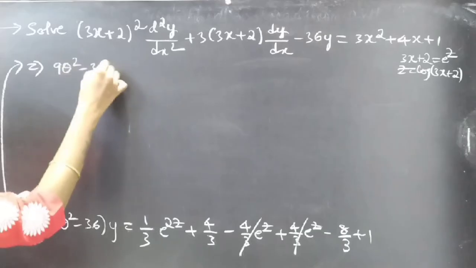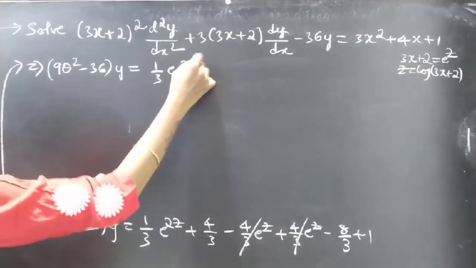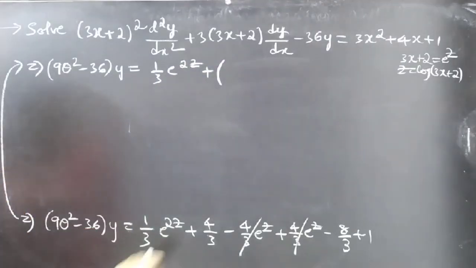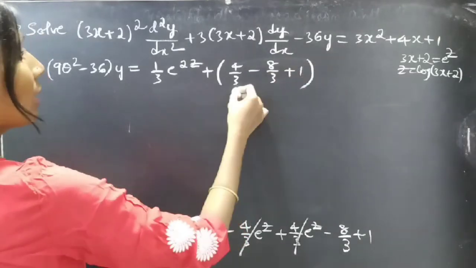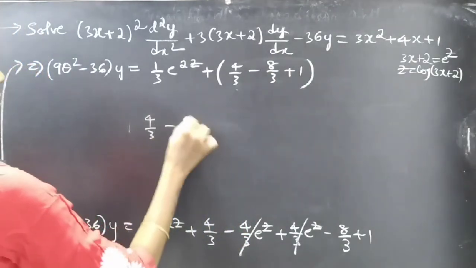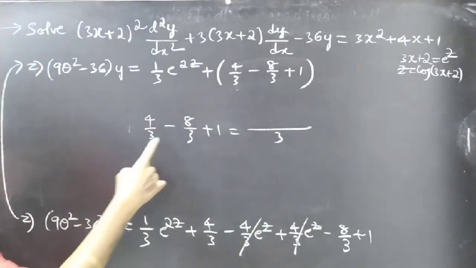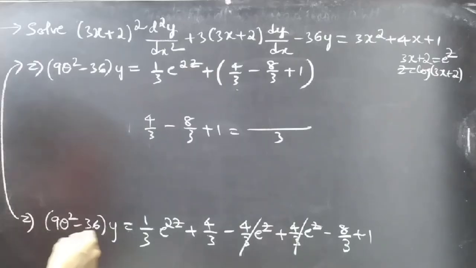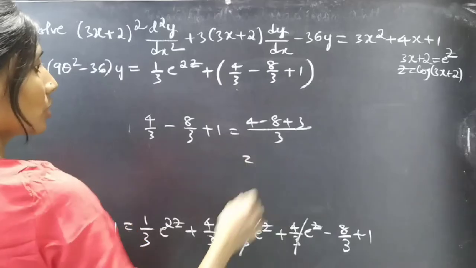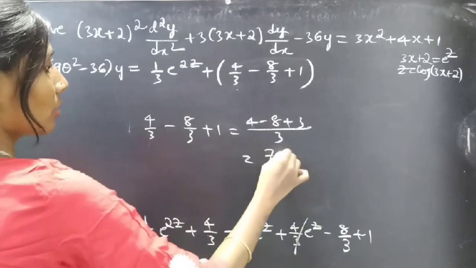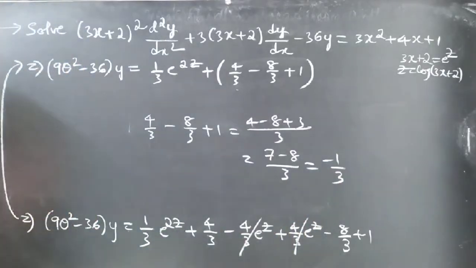This becomes (9 theta square minus 36) into y equal to 1 by 3 e power 2z plus 4 by 3 minus 8 by 3 plus 1. Let's simplify this. 4 by 3 minus 8 by 3 plus 1: the LCM of the 3 terms' denominators is 3. In the numerator you'll get 4 minus 8 plus 3, which gives us 7 minus 8, so it is minus 1 by 3, right?